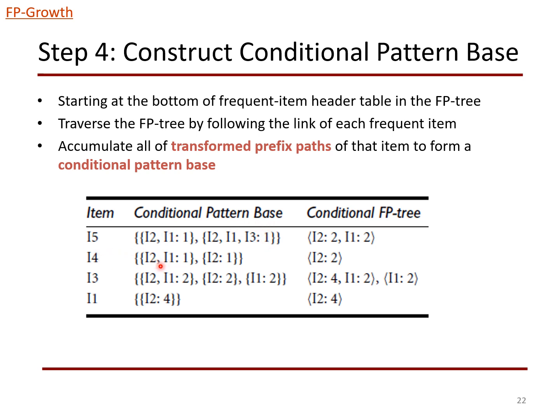Now again, I4, how do we reach I4 from the tree? I2, I1 once, and I2 once. Now we combine together: I2 happens twice, so here it is. And then we have I1 happening once. We will ignore it again because it is less than the minimum support.